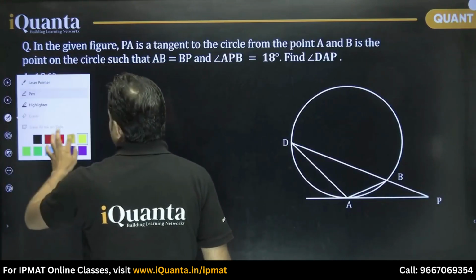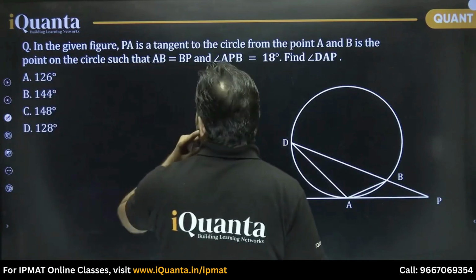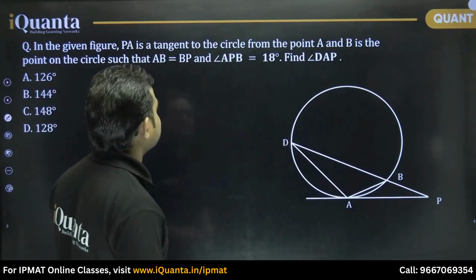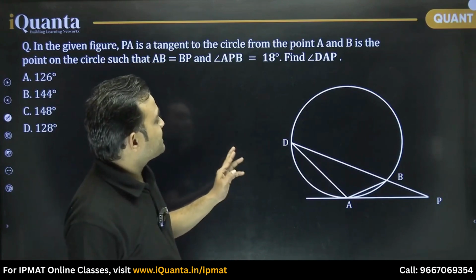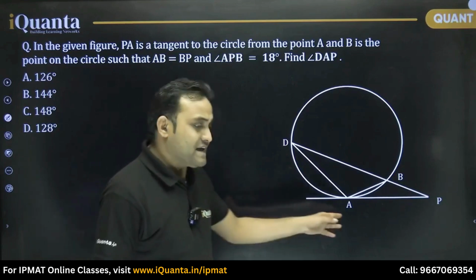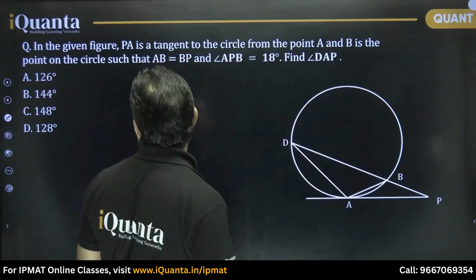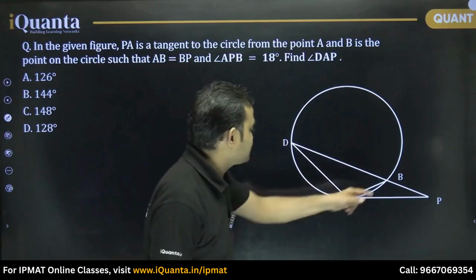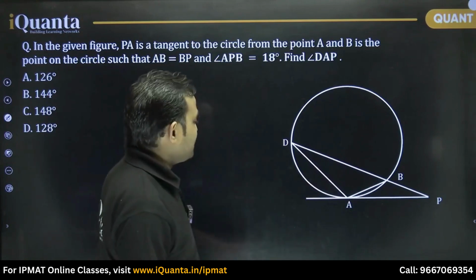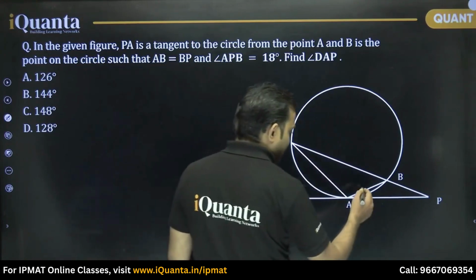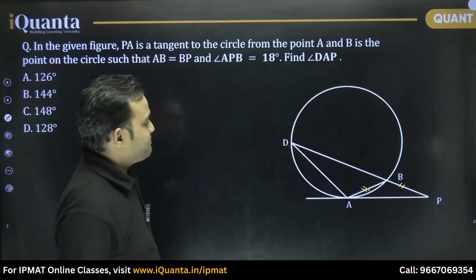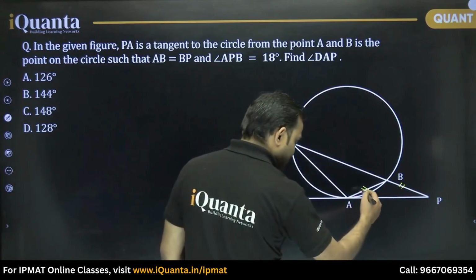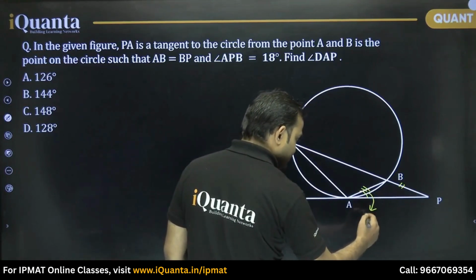Now another question. It says in the given figure, PA is a tangent to the circle from the point A. A is the point of contact and B is the point on the circle such that AB is equal to BP. Angle APB is 18 degrees. This angle is 18 degrees.